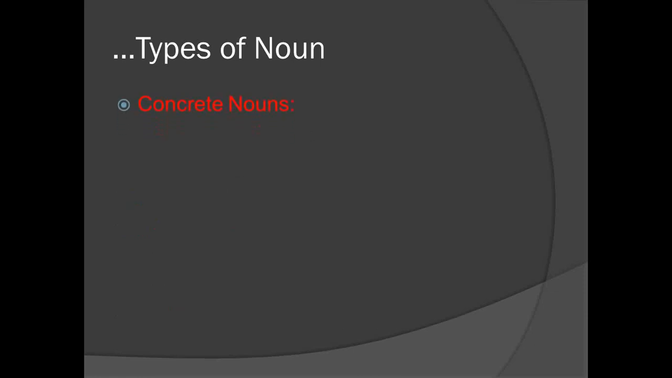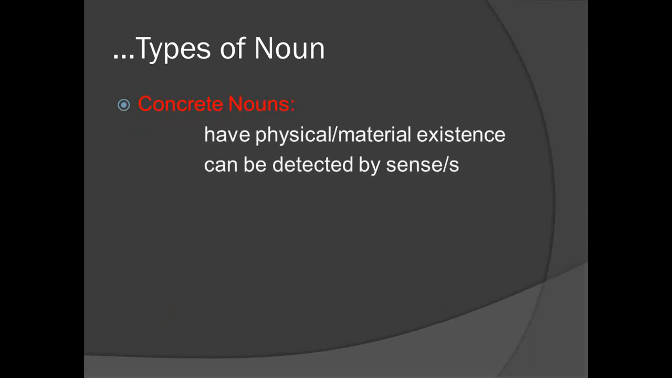Our next type is concrete nouns. As the name suggests, concrete is something which has material existence. So concrete nouns are the names which have physical or material existence, and they can be detected by one of your 5 senses or maybe more than one. Tree, apple, and book are some examples of concrete nouns which have physical existence.